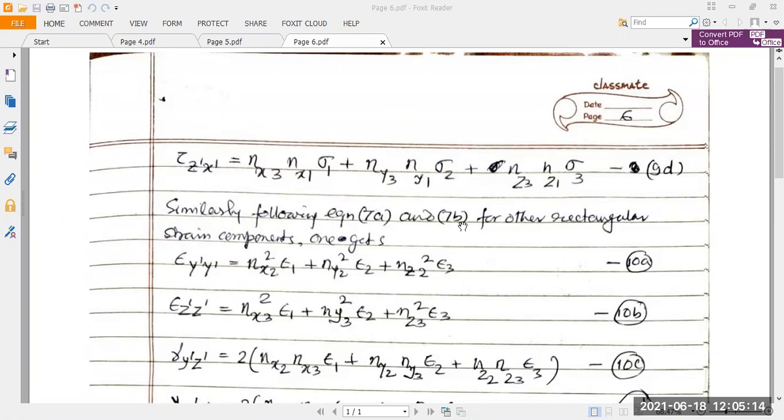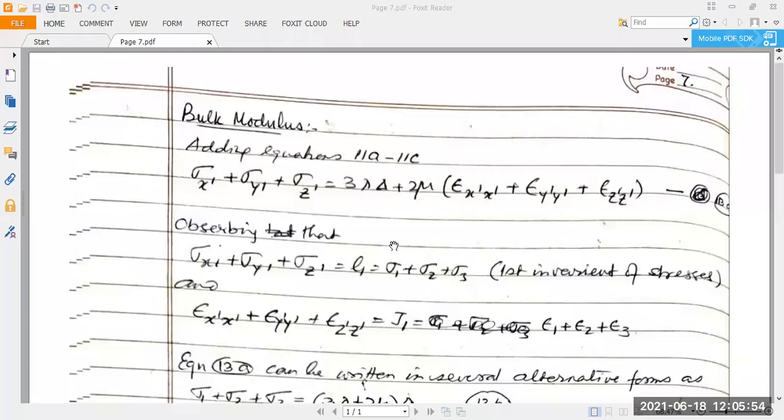Now, similarly, following equations. Now, we know what these equations 11a, b and c are. I'm just telling you.